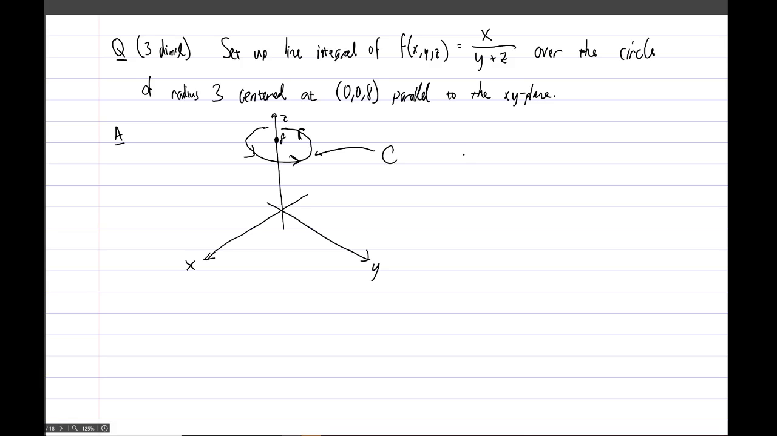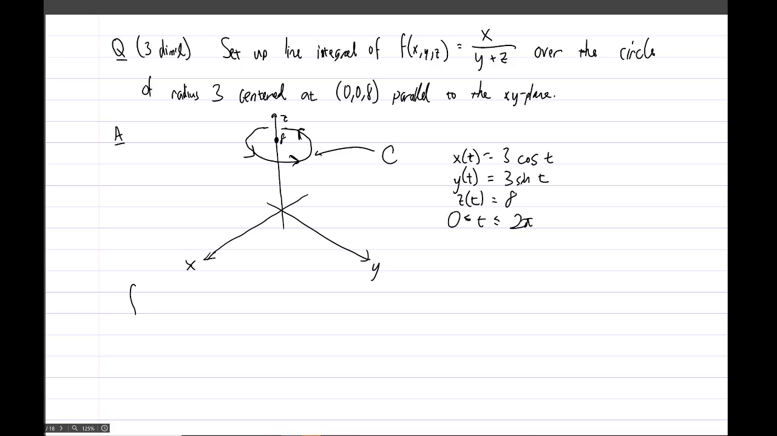So this curve C will be defined by x of t is equal to 3 cosine of t, y of t is equal to 3 sine of t, z of t is just the constant 8. Every point on that circle has z coordinate 8. And then t here, it's a full circle, so t goes from 0 to 2 pi.